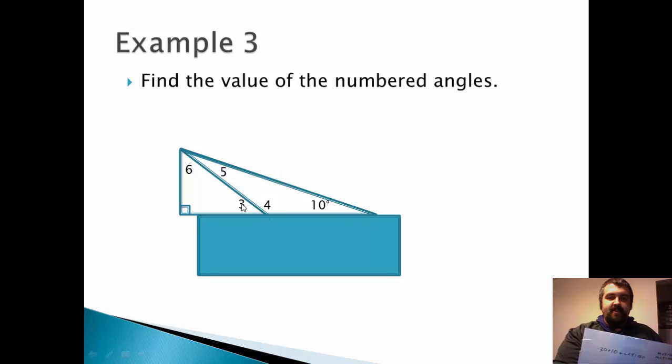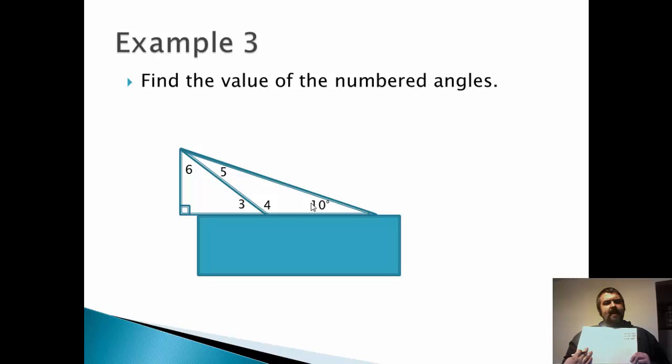And because it's the exterior angle, that means angle 3 is the sum of angle 5 and 10 degrees. If I look, angle 5 is 30, 10 is 10, 30 plus 10 I'm pretty sure is 40. So measure of angle 3 is 40.